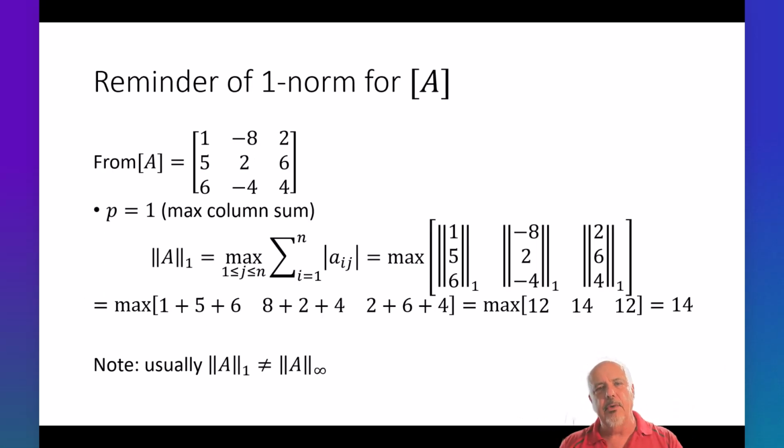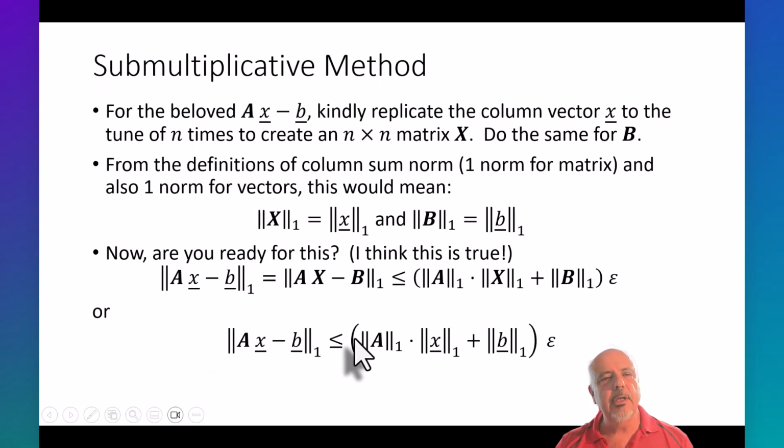I just wanted to remind you of the one norm of a matrix. This is an example that we did earlier. If I happen to have this matrix that looks like this, the one norm is the max column sum. So if I have 1, 5, 6 as a column, minus 8, 2, minus 4 as a column, 2, 6, 4 as a column, the max column sum is going to be this one. So it's going to be 8 plus 2 is 10 plus 4 is 14. And so that's how we do it.